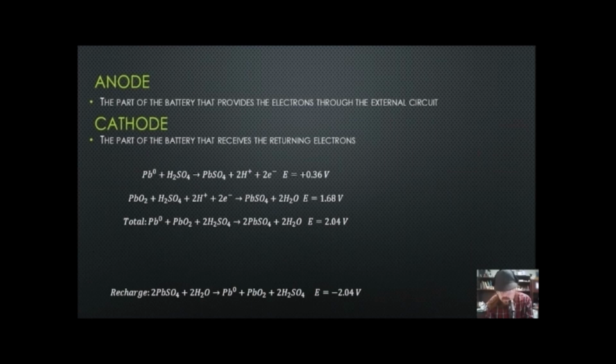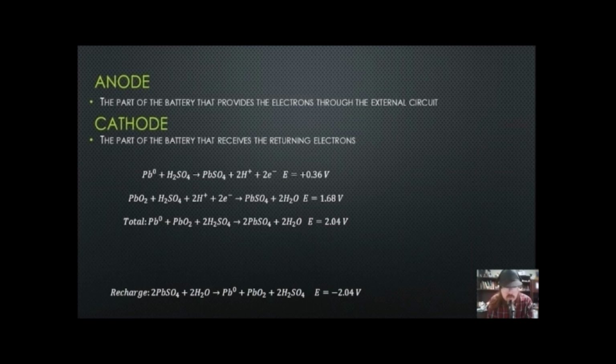The book looks at the lead acid battery. The lead acid battery has a spongy lead anode and a lead oxide paste cathode. The anode is the part of a battery that provides the electrons through the external circuit, but the cathode is the one that receives the returning electrons. Think of the anode in a battery as the negative and the cathode as the positive. Electrons would be repelled from the negative and attracted to the positive. So the anode produces the electrons and the cathode absorbs the electrons.